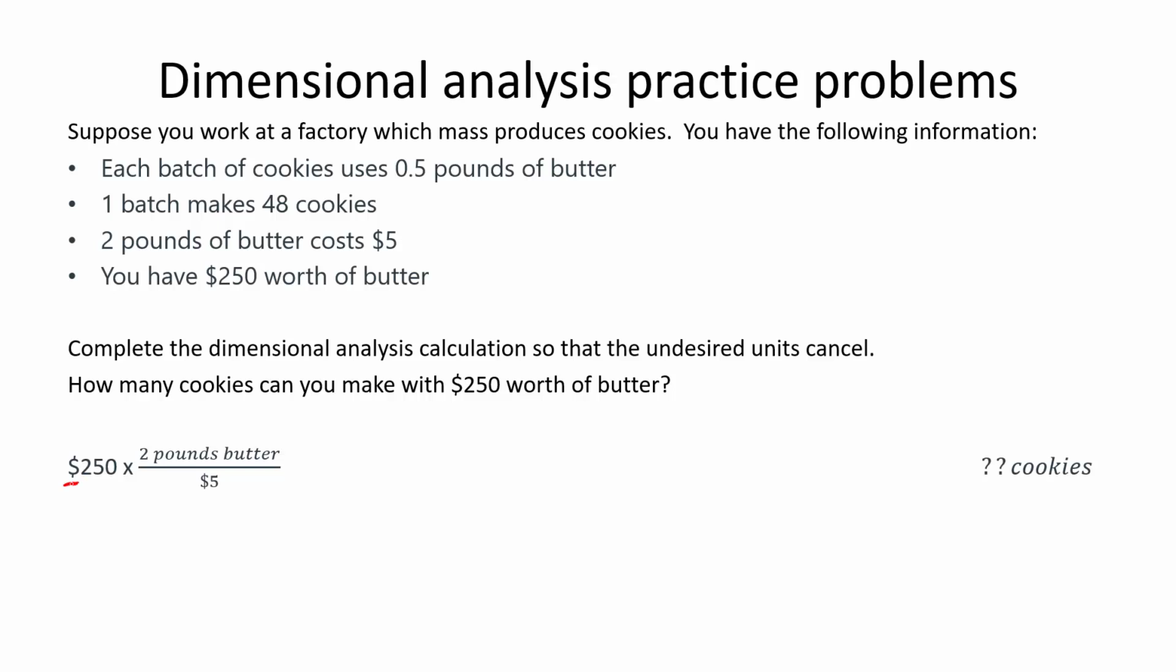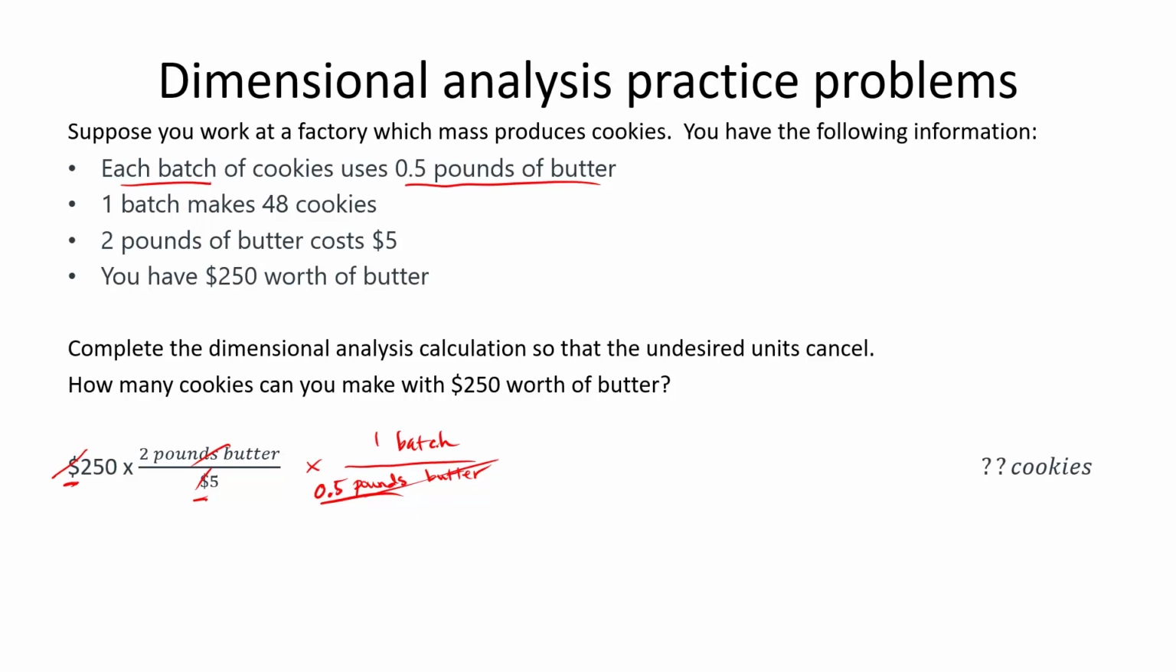So initially, we can see that we have dollars, and the dollars are going to cancel. So right now, we have 2 pounds of butter. We want to get rid of pounds of butter. So that means we need to put pounds of butter on the bottom so that it will cancel with the one on top. And we know that 2 pounds of butter costs $5. We also know that one batch uses half a pound of butter. So if we put half a pound of butter on the bottom and one batch on top, then notice pounds of butter will cancel. We're left with batches.